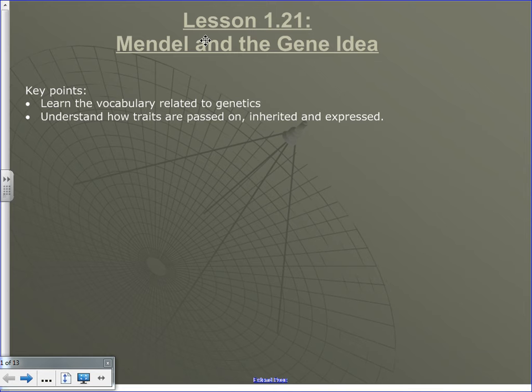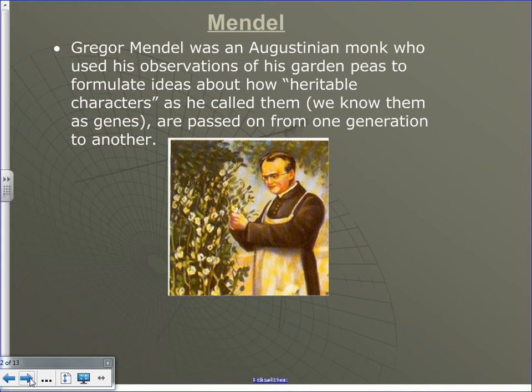And he did all these studies on genetic variation. He was an Augustinian monk who used his observations of his garden peas to formulate ideas about how what he called heritable characters could be passed on from one generation to another. Heritable characters were his term. We now call those things genes. The heritable characteristics that you can get from your mom and dad. Or if you're pea plants, from your mom and dad. I guess it's still the same thing. How you get your DNA, what things are passed on.